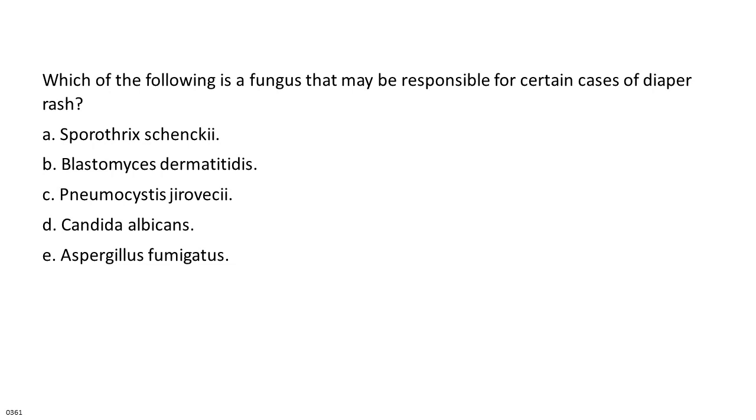Which of the following is a fungus that may be responsible for certain cases of diaper rash? A. Sporothrix. B. Blastomyces dermatitidis. C. Pneumocystis jirovecii. D. Candida albicans. E. Aspergillus fumigatus.